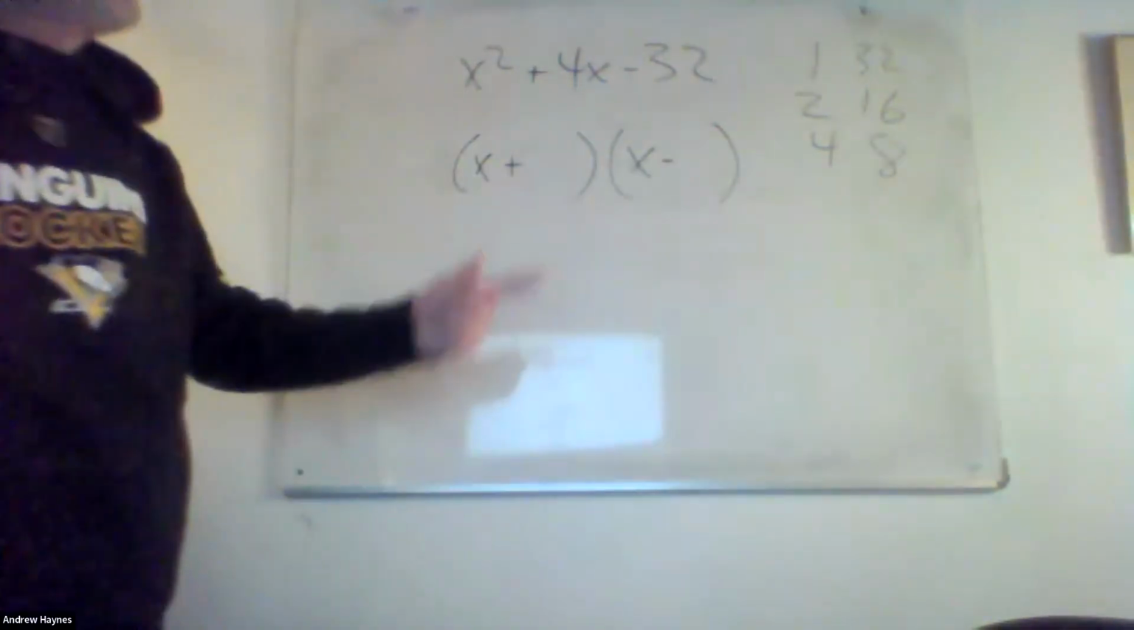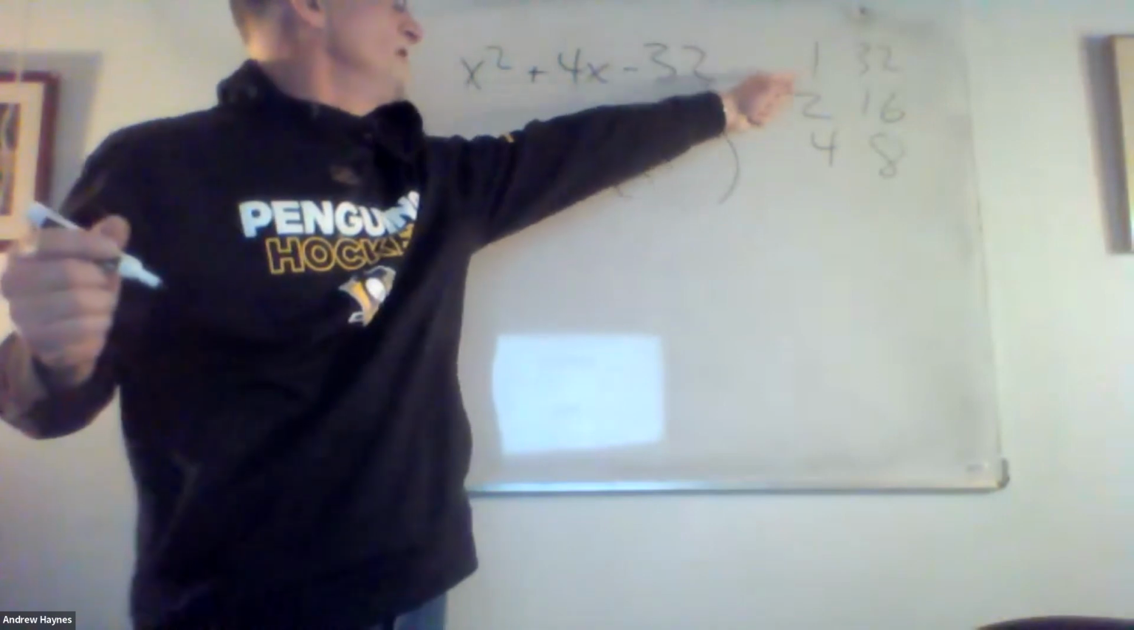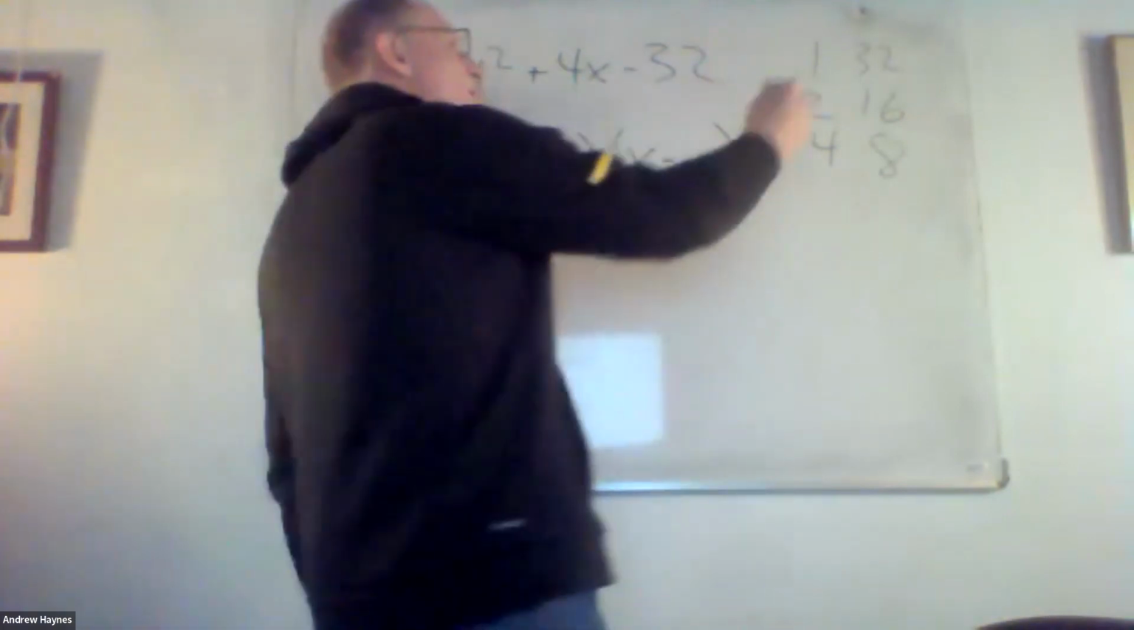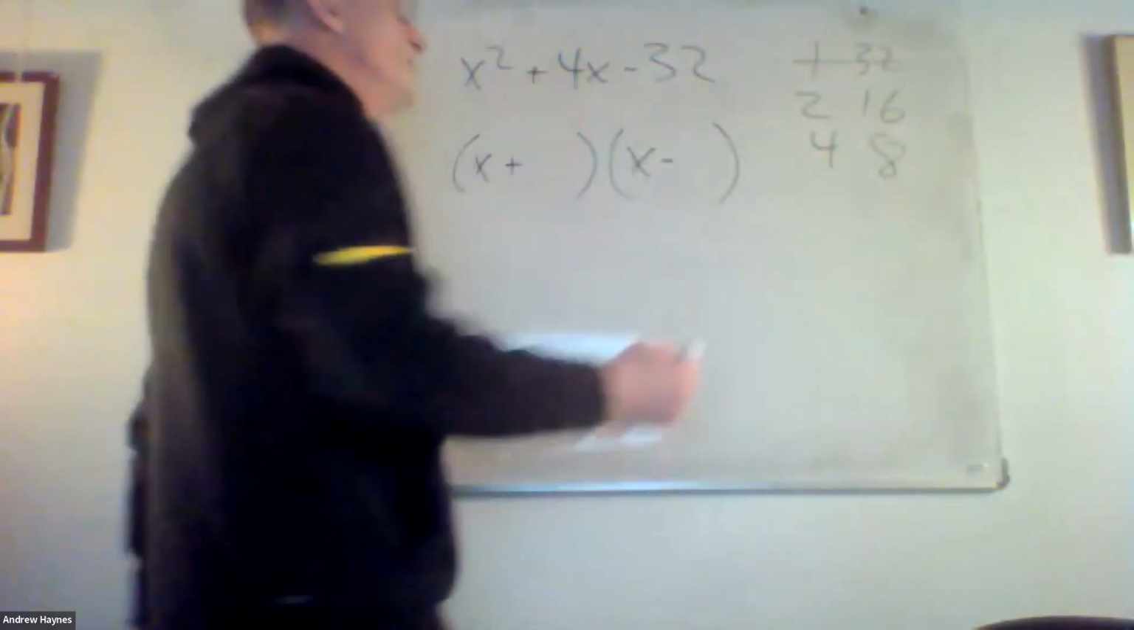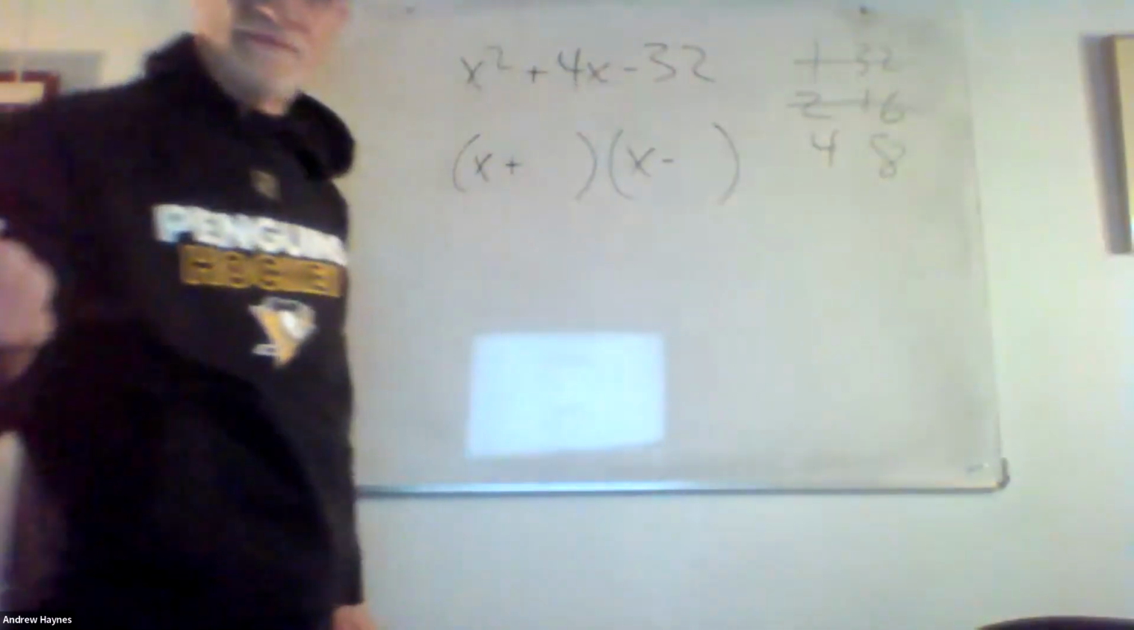And then we have to look at differences. The difference between 32 and 1 is 31. No good. The difference between 2 and 16 is 14. No, we need a 4, so that's no good. It's got to be 4 and 8.